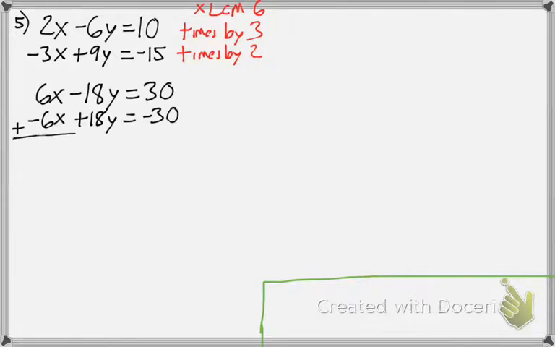So if I add these up, my x's go away and my y's go away. So I have 0 on this side, and then 30 plus negative 30 is also 0. So again, when our variables all disappear, we need to look at the statement to see if it is a true statement or a false statement. This is a true statement, which means it's an infinite amount of solutions.